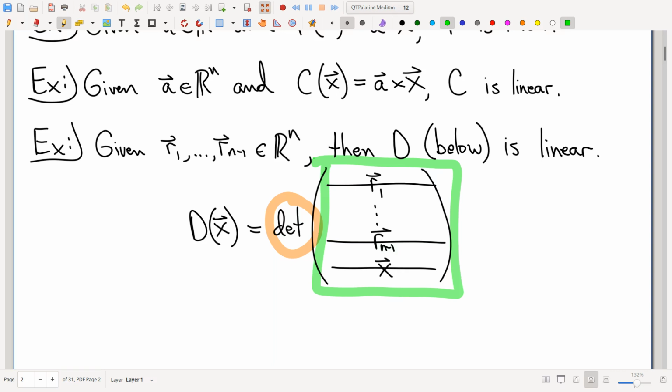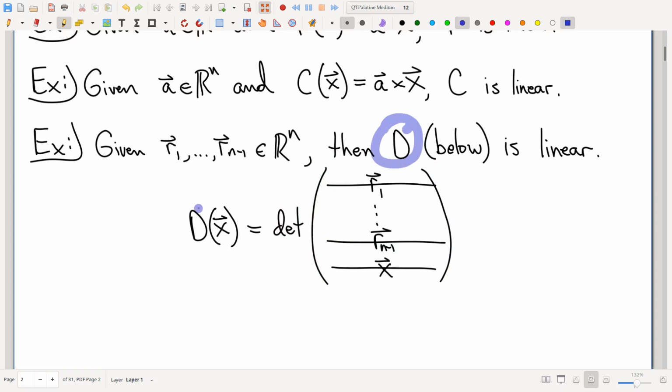So determinant's definitely not linear. But again, not what this is saying. What this is saying is that this thing called D is linear. Now let's take a careful moment here to think about what D does.